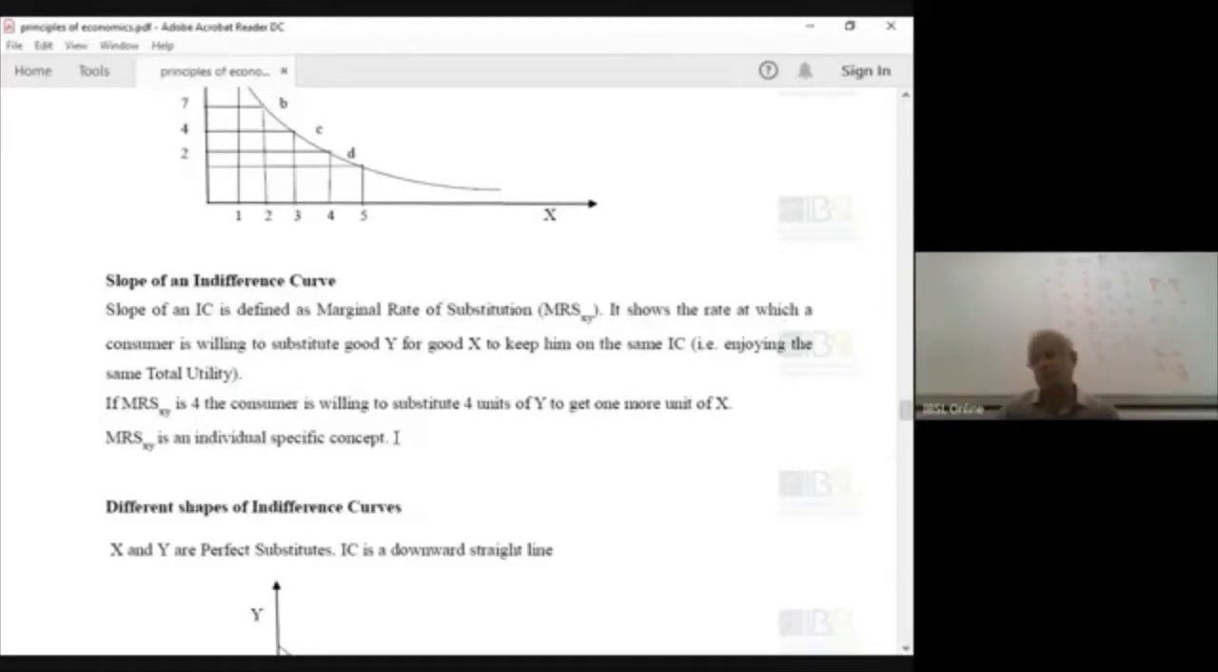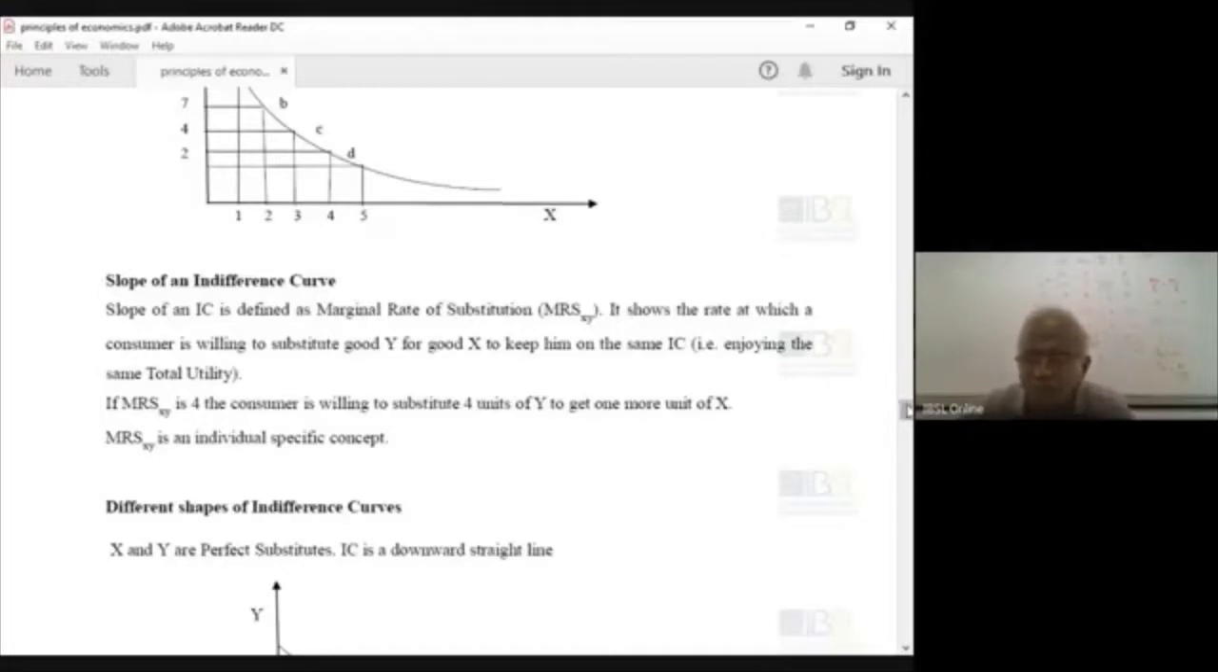4, 3, 2, 1 decreases, using consumers' behavior. When you have less of X, his willingness increases. When you get more and more X, marginal utility of X diminishes. Therefore, your willingness decreases. I want you to answer that. Homework question. Diminishing MRS. Okay.